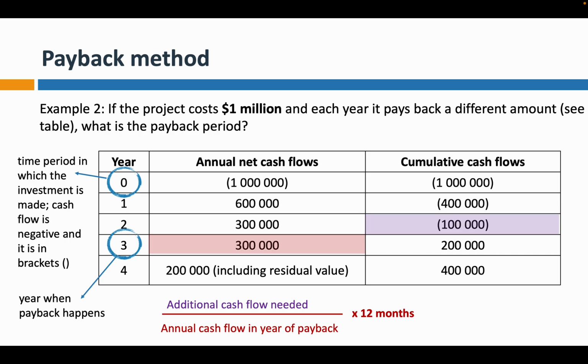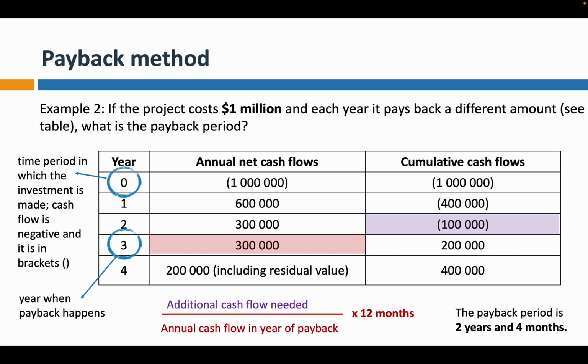Just try to insert those numbers in a calculator. Just make sure you don't put minus 100, because it's asking you how much additional cash flow you need. Well, I need an additional 100,000 to get to 0. So you put in 100,000 at the top, divide by 300,000, times 12. That equals 4. So the answer is the payback period is 2 years and 4 months.